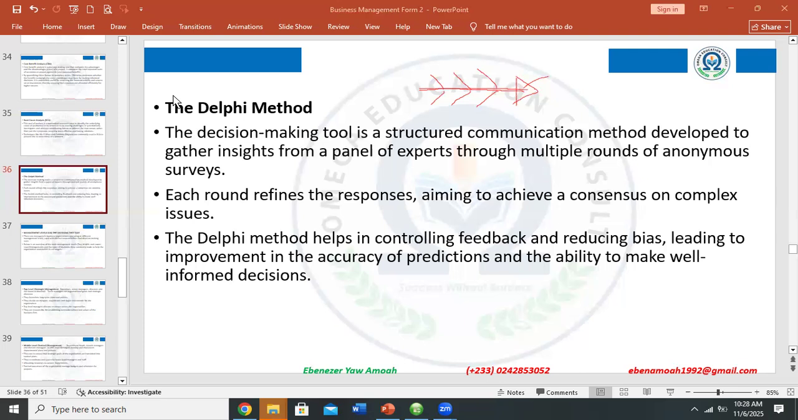Okay, so please, good morning. I understand this method is a process which is used in business management to gather opinions to achieve, or rather to focus on future outcomes.